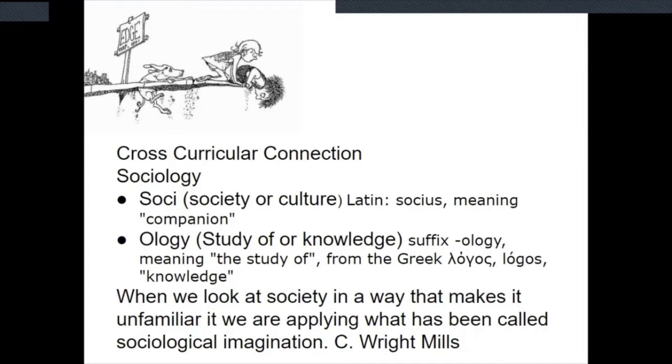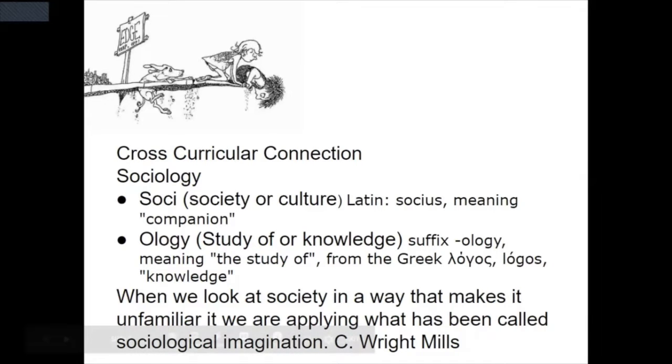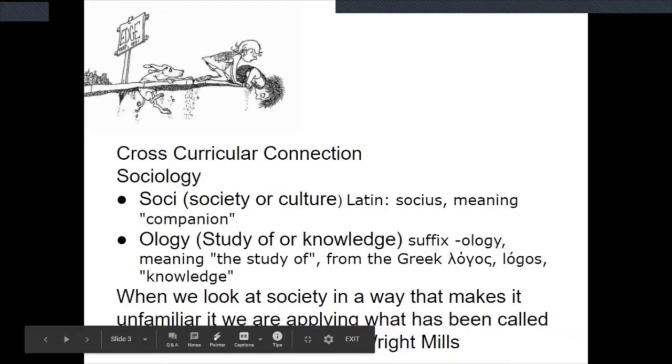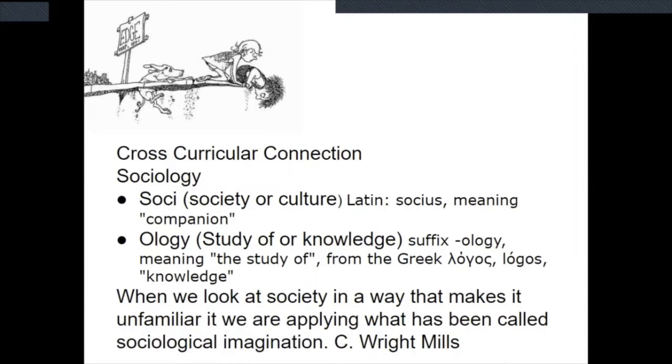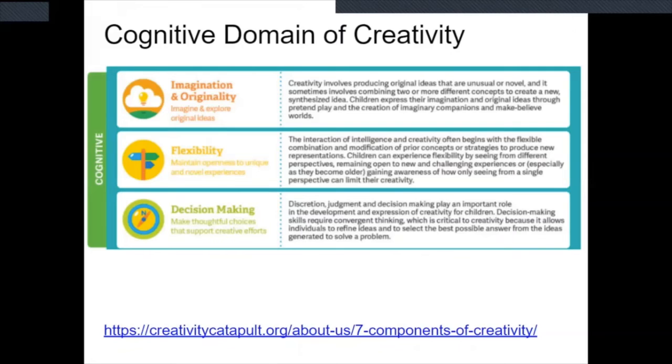Connection between art and sociology happens all the time. Today, we're going to be talking about the concept or the theory of sociological imagination. Sociology is a combination of two roots, Latin socius, meaning companion, and ology, meaning knowledge. C. Wright Mills said that if you look at society as if it were strange, you can learn some new things. We're also going to be talking about the cognitive domain of creativity that includes imagination and originality, flexibility, and decision making.